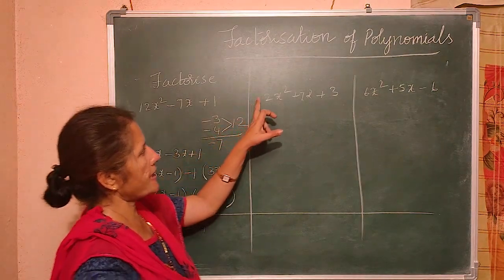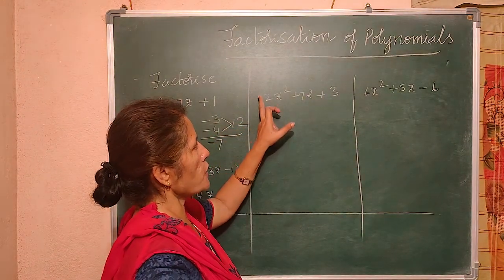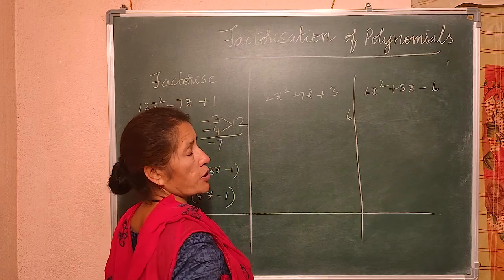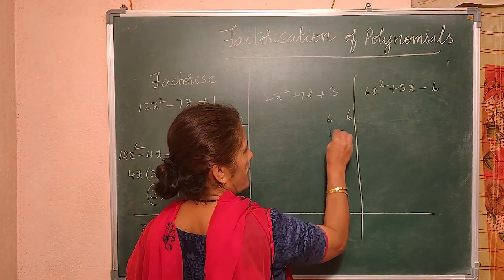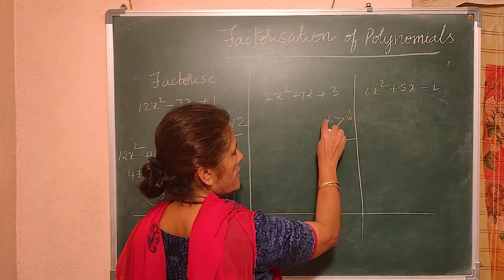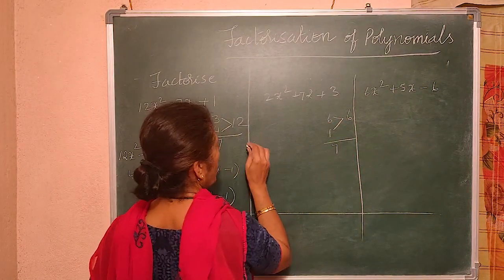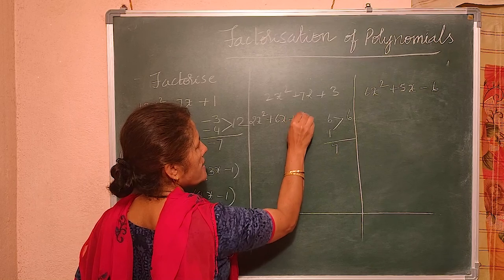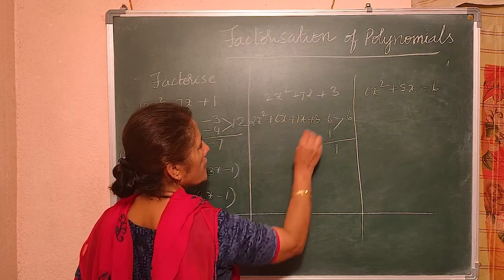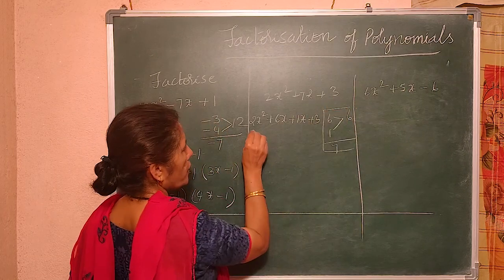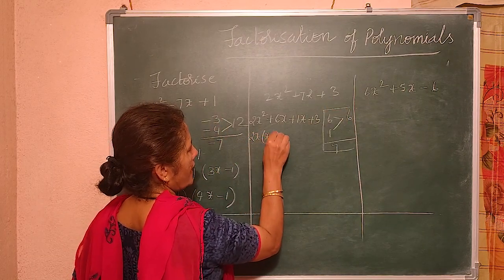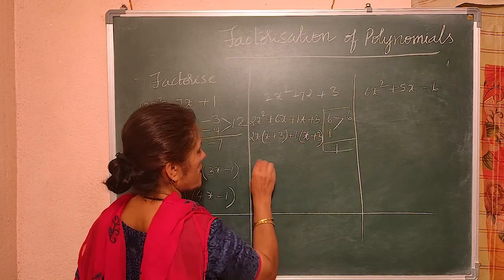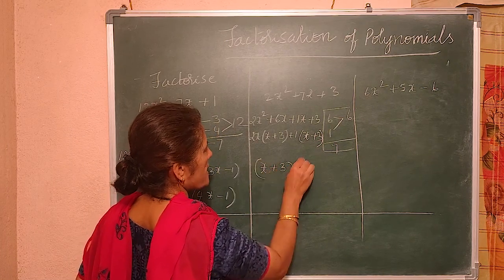Now let us go to this. Here it is 2, not 1. So you have to multiply. 2 threes are 6. The product has to be 6. The sum has to be plus 7. So 6 ones are 6, and 6 plus 1 is 7. So you get 2x squared plus 6x plus 1x plus 3. See, this is for you to plan. 2x is common: x plus 3. Plus 1 is common: x plus 3. So x plus 3 is common, 2x plus 1.